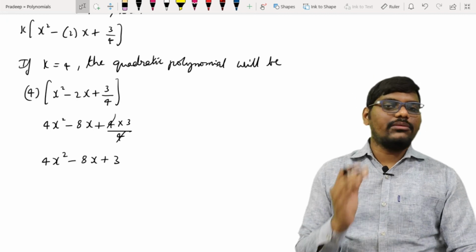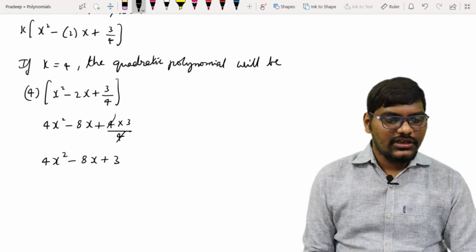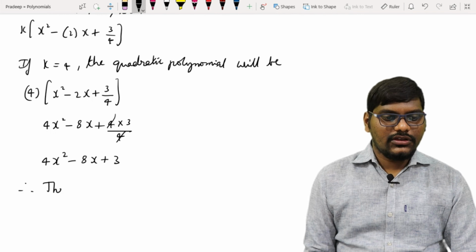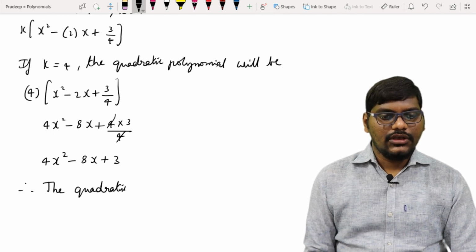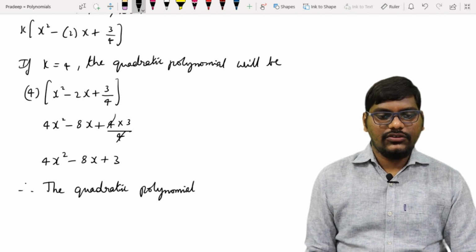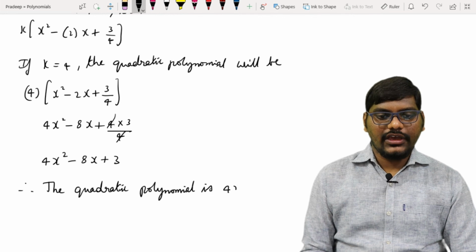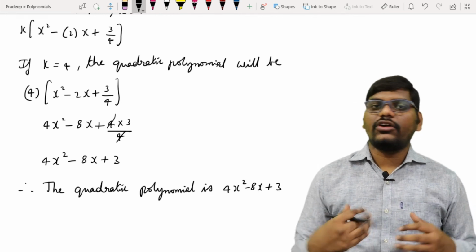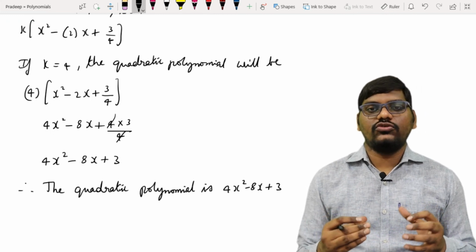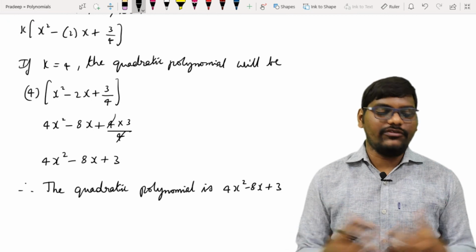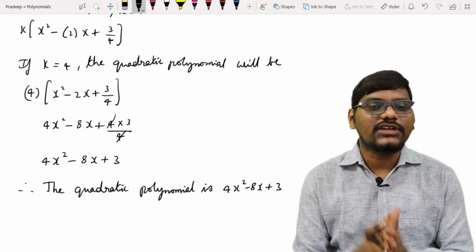So this is the polynomial which we got, so we'll write the conclusion. Therefore the quadratic polynomial is 4x square minus 8x plus 3. So this is the quadratic polynomial which we got by using the two zeros of the polynomial which they have given. So this is all about this question.